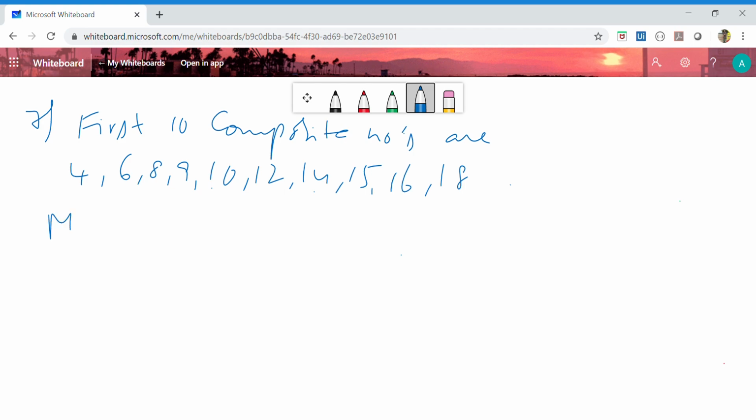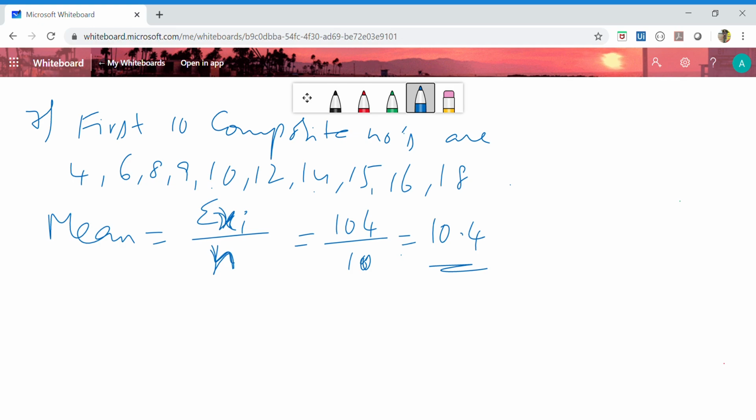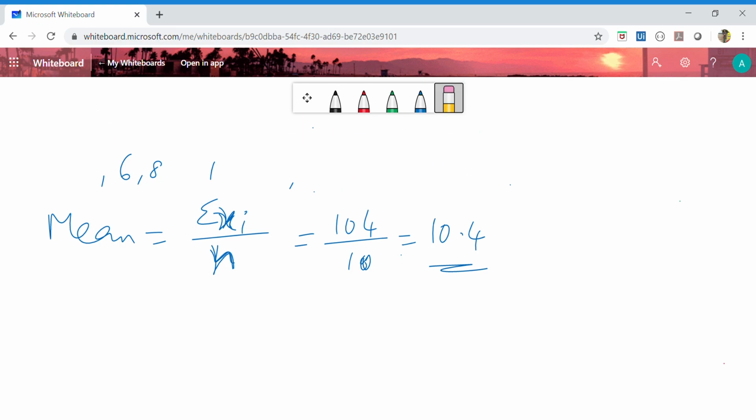He asked to find out the mean. Mean of the raw data is sum of the observations by number of observations. So sigma xi by n, that is equal to sum of all the values, which is 104, by 10. Number of observations is 10, since there are 10 composite numbers. So that is 10.4. This is the mean of first 10 composite numbers.